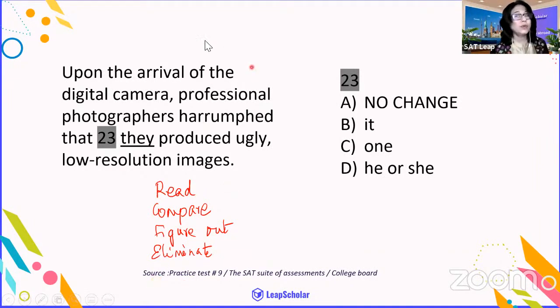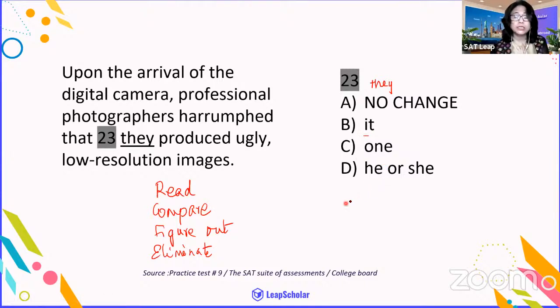So now I'm going to read the question. Upon the arrival of the digital camera, professional photographers harangued that they produced ugly low resolution images. Can you see a pronoun underlined here? Yes. So let me go to the answer choices and compare them. So I can see they, that is no change. It, one, he or she.